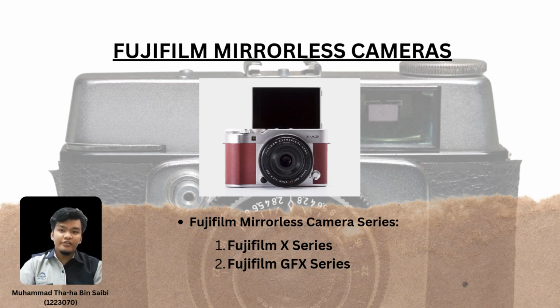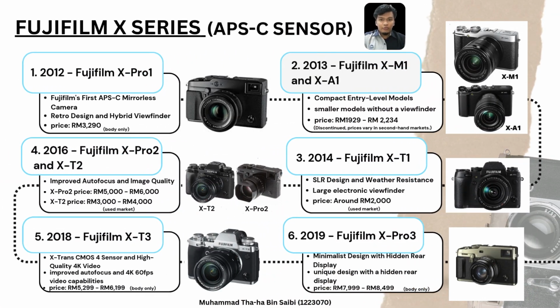Fujifilm mirrorless cameras have two series. Its first series, Fujifilm X series, and Fujifilm GFX series. Next, I will explain about the evolution of Fujifilm mirrorless camera model X series from year 2012 to 2023. Fujifilm X series uses APS-C sensors. The X series is loved for its image quality, retro design, and high quality lens options.